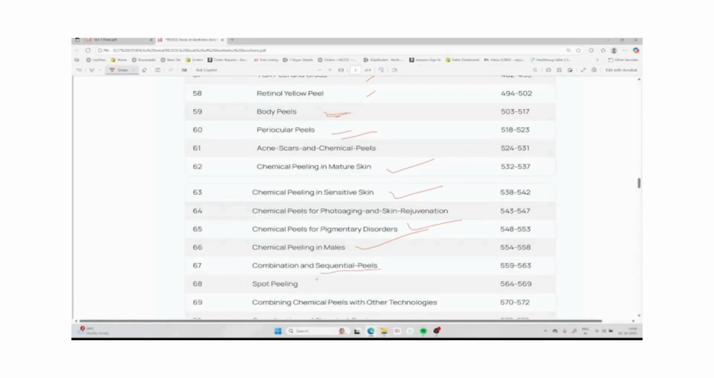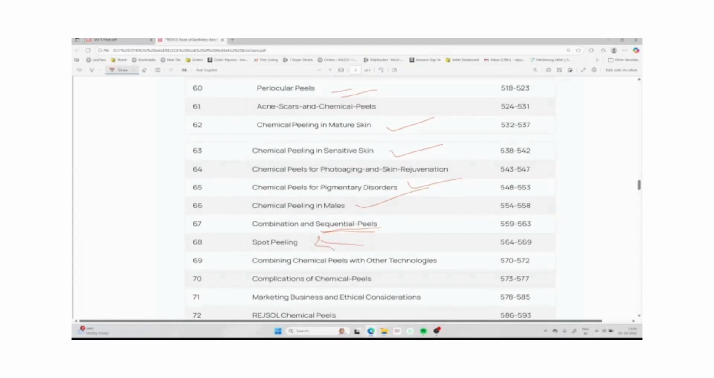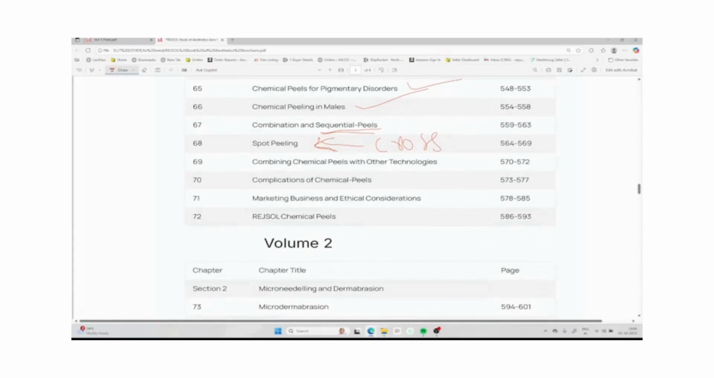What are the sequential peels? Sequential peels means you apply more than one peel, that is called sequential. Then there is spot peeling. What is spot peeling, also known as cross treatment? They are discussed in this chapter.